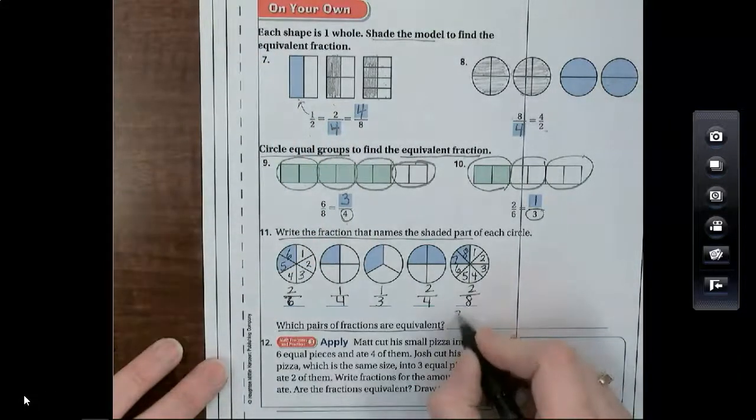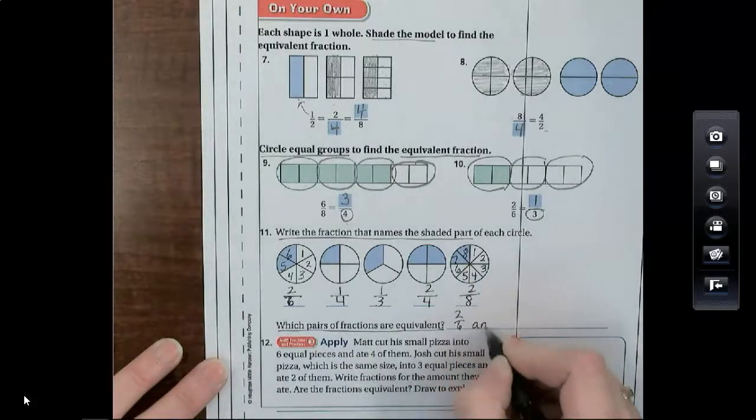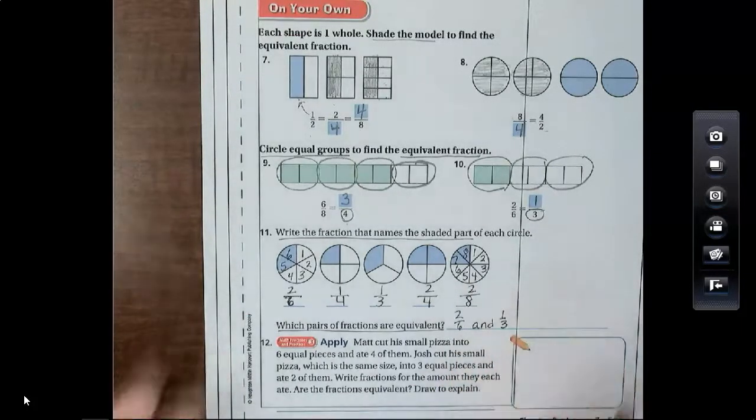So that tells me that 2/6 and 1/3 are equivalent. Are there any others? Look carefully. Well, you could take that blue part and just pick it up and put it on the other circle on the blue part, and they'd match exactly. They'd be equivalent. They take up the equal amount of space. I think you've probably found it.